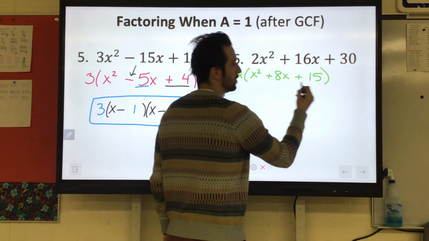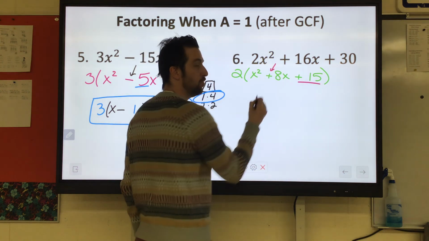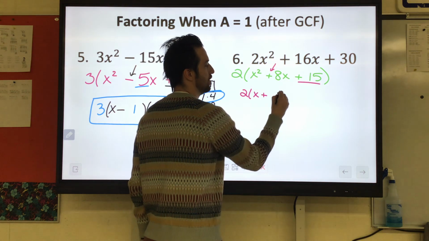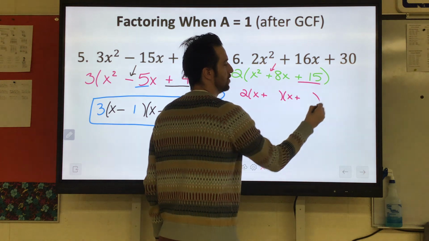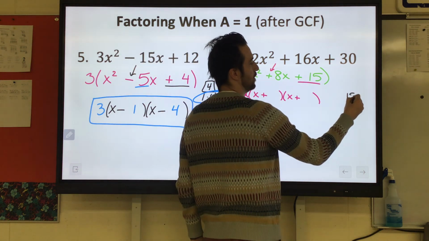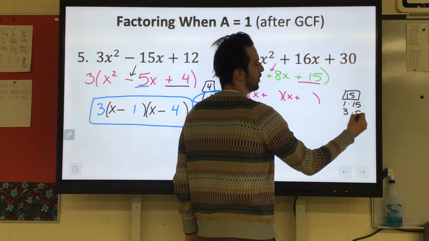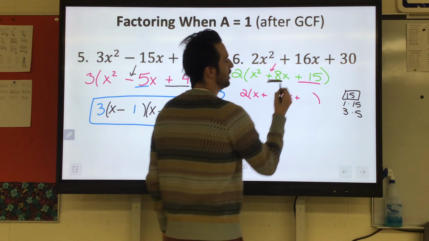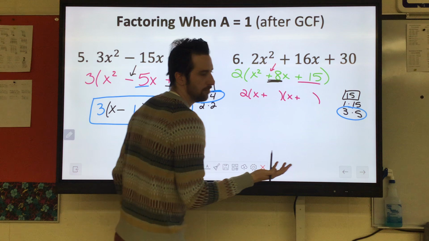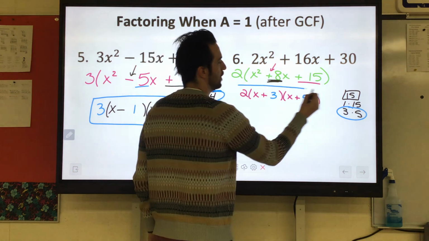It ends in plus. They have to be the same sign. It starts with plus. Ooh, that means they're both plus. 2 times x plus something times x plus something. So we're thinking of factors of 15. 15 could either be 1 times 15, or it could be 3 times 5. We're looking for the set that adds up to 8. Hopefully you can recognize that would be 3 and 5. 3, 5, done. That is your final answer.